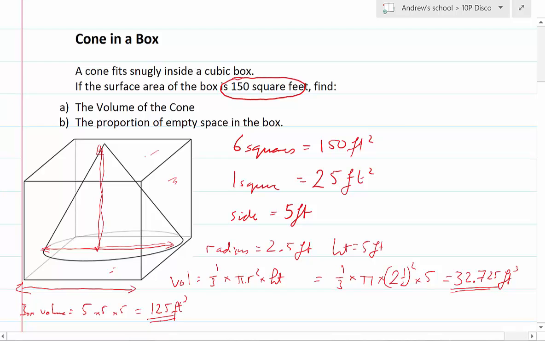If the cone is 32.725, then the empty space must be 125 minus that, and 125 minus 32.725 is 92.275.